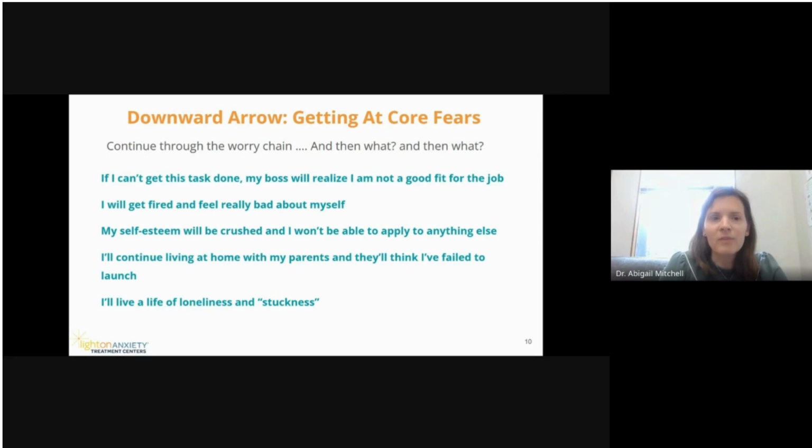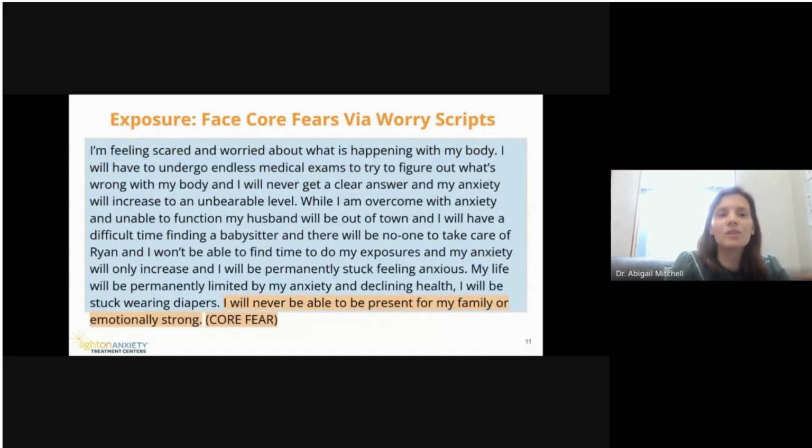So I think we've all done downward arrow experiences before with clients, or exercises on ourselves. Downward arrow is just continuing through the worry chain. You start with the first worry that's coming up, and then what would that mean? And then what would happen? And then what would happen? You want to get it down to the worst of the worst. Okay, I'm not going to really go through this one. So those were our cognitive interventions.